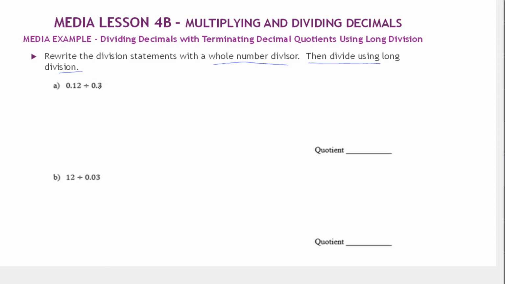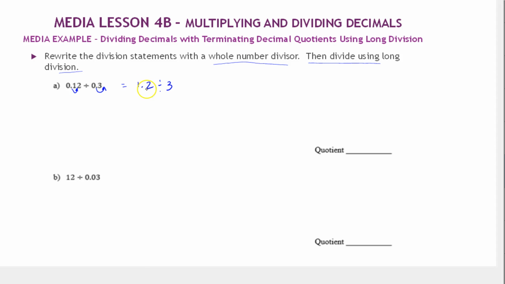So starting with your divisor, move it as many places as you need to make it a whole number. In this case, I would move it one place to the right. And you also have to do this with the dividend. So we're going to rewrite this as 1.2 divided by 3. Okay? And this is essentially equivalent to making that equivalent division problem like we did in the last video. We're changing the unit fraction so they line up.